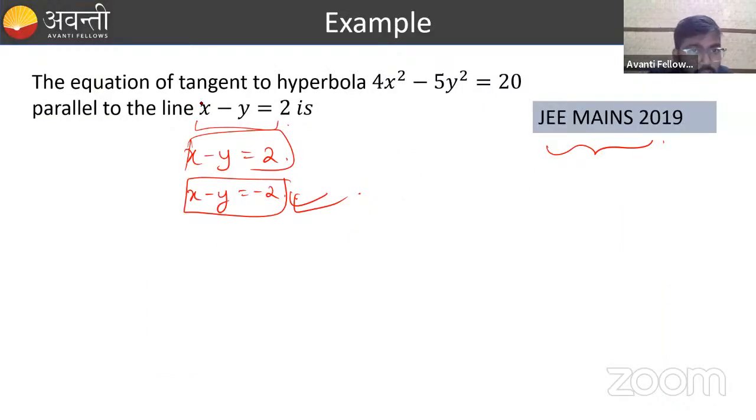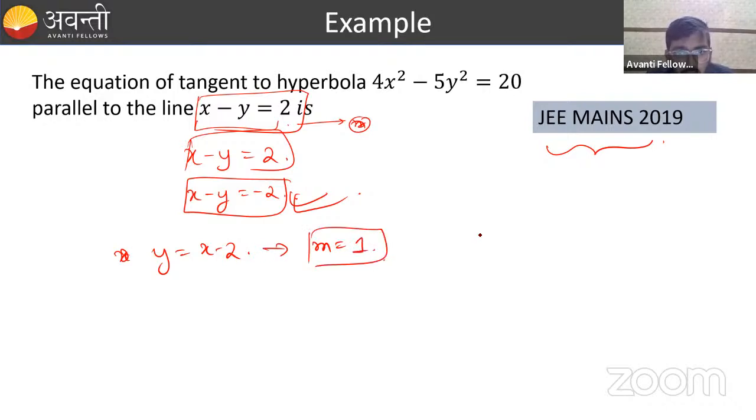Sorry, this is not a tangent. This is a line which has been given, and this is a parallel line. So what we will do here is, x - y = 2, or y = x - 2, is given. So we know the value of m. What is it here? m is 1, right? So we know the value of m.